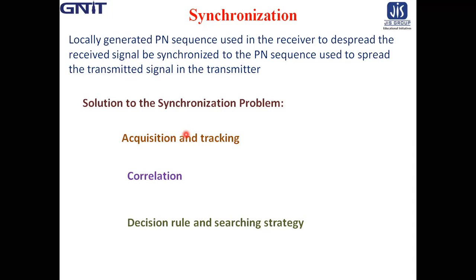As for tracking, it is accomplished using phase lock techniques very similar to those used for the local generation of coherent carrier references. The principal difference between them lies in the way in which phase discrimination is basically implemented. Okay? So synchronization is required between these two PN codes.